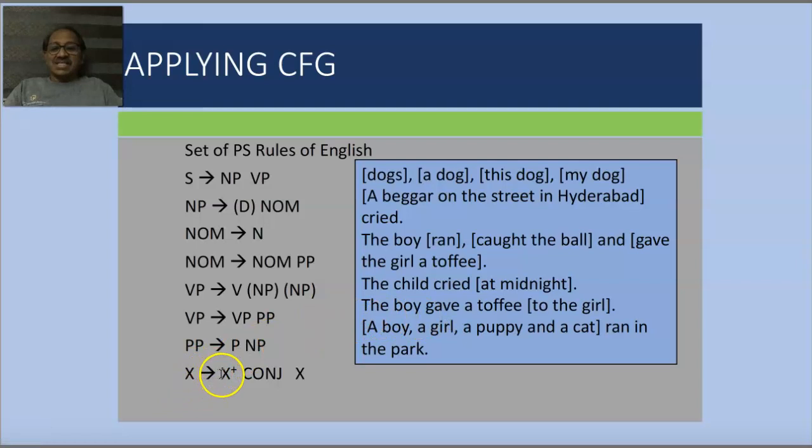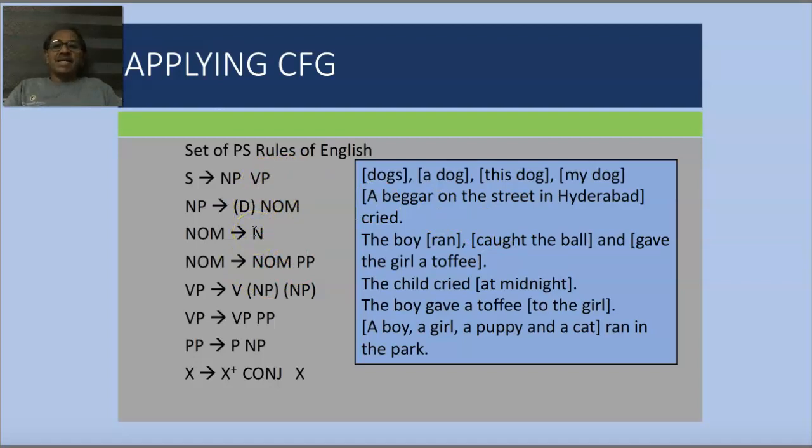X consists of X plus, we are using Kleene plus. You can even use Kleene star, doesn't matter. X plus conjunction and X. What does X represent? X may represent a noun phrase, a verb phrase, or an adjective phrase, or a preposition phrase. It may represent any phrase. So this is a set of phrase structure rules of English.